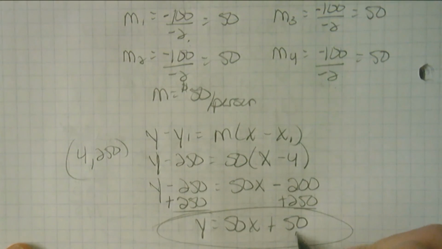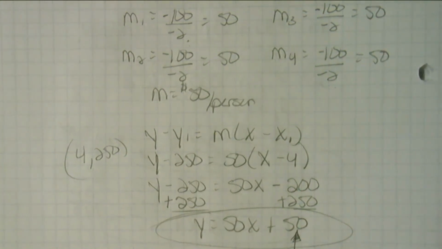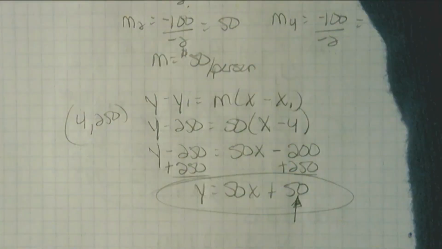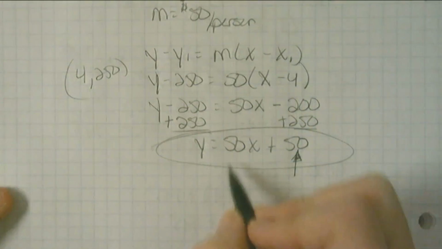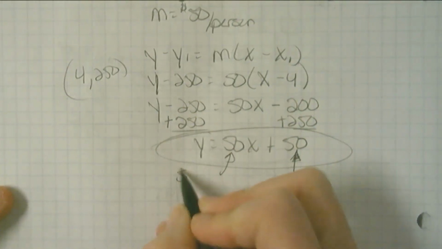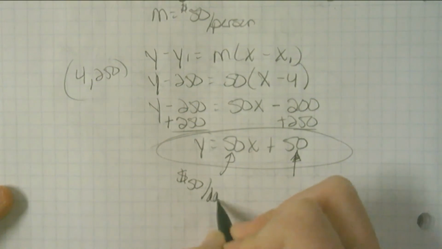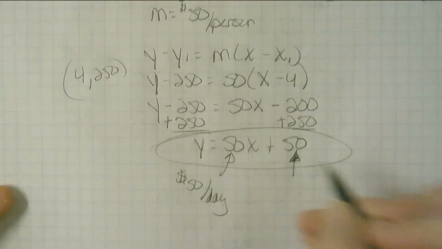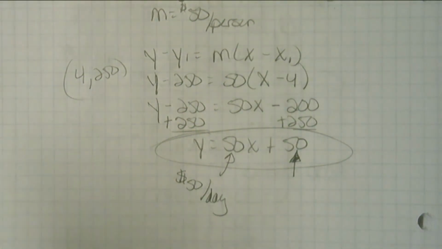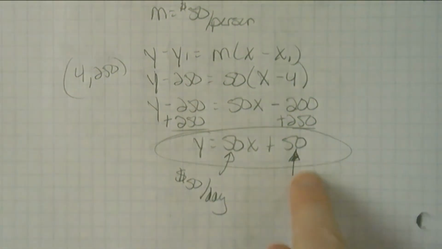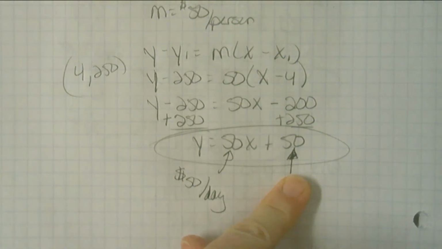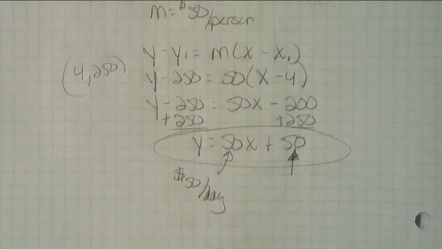So what do you suppose, this is anybody, Ryan's off the hot seat. We know that that slope means $50 a day. What do you suppose that other $50 stands for? And don't say the y-intercept. What do you suppose this $50 means? And this is a guess. This is like an educated guess as to what you think that $50 might stand for. Maggie?